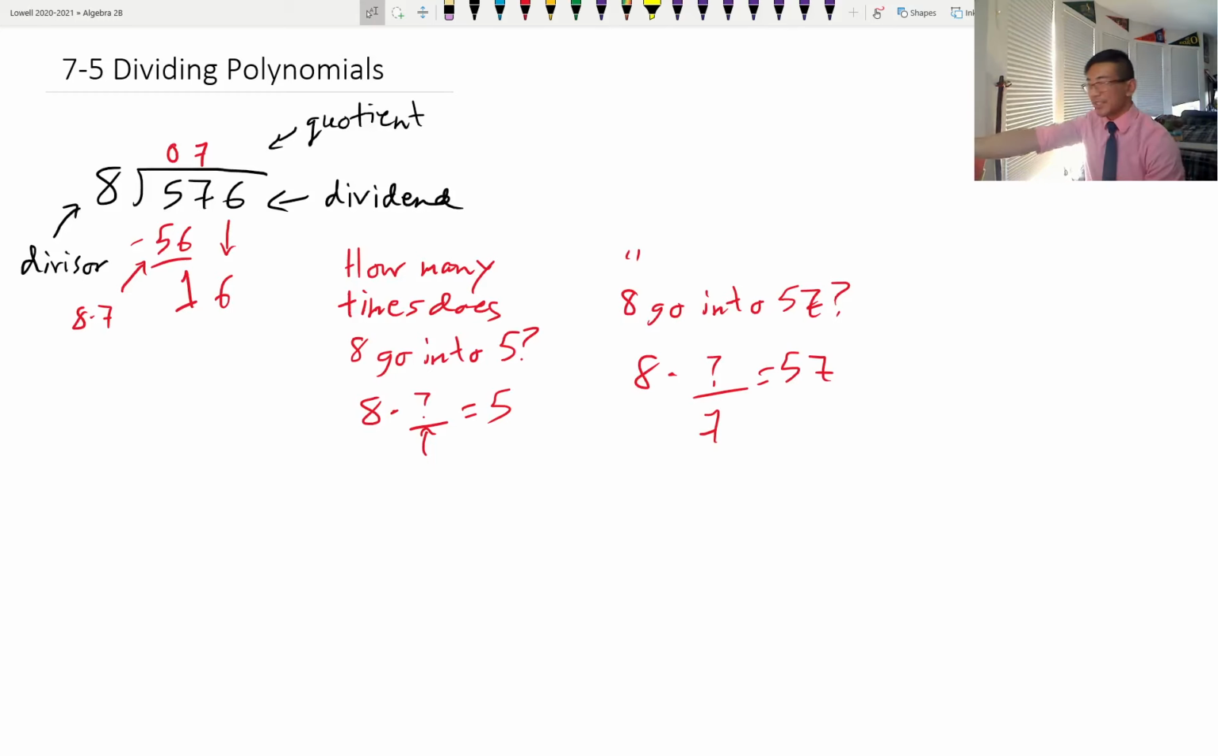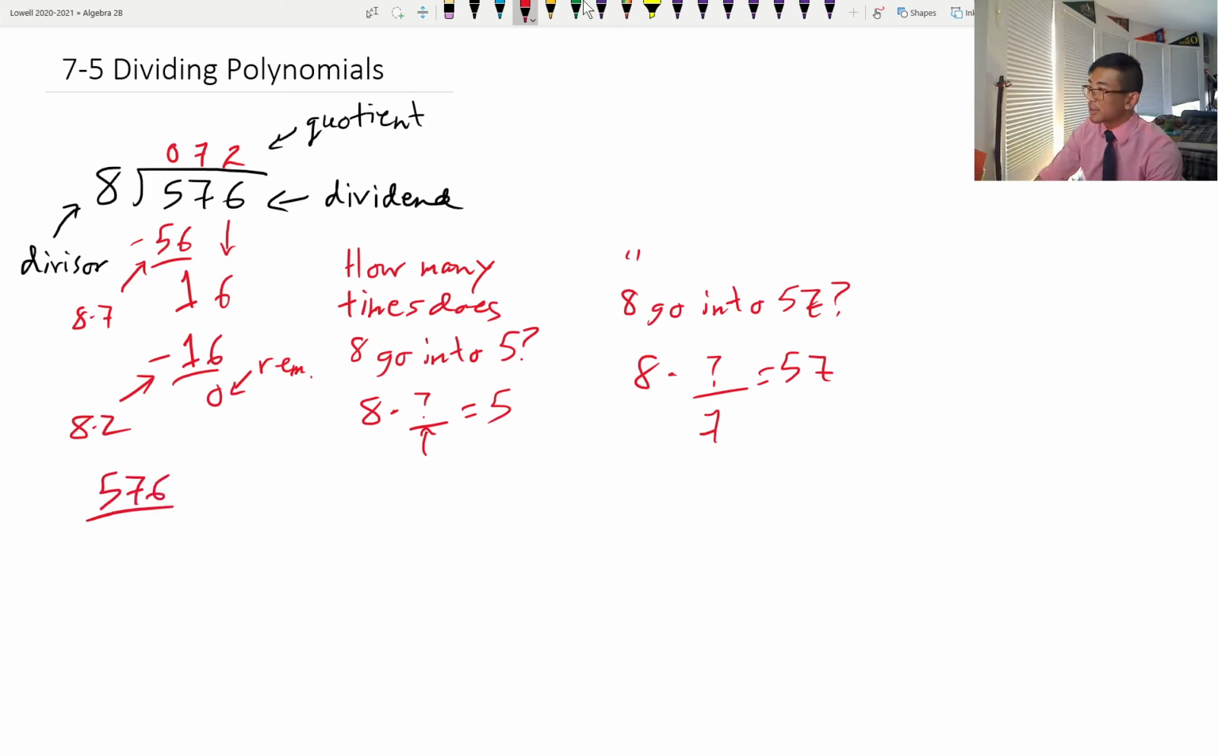So we drop down the 6 to make 16 now. And so last part, how many times does 8 go into 16? Well, that one's nice and works out perfectly. If I fill it with 2, then 8 times 2 is 16, and we'll get 0 here. Okay, so that would be the remainder. If there was anything left, that would be our remainder, but in this case, we have a remainder of 0. And so this is why we say 576 over 8 is equal to 72.